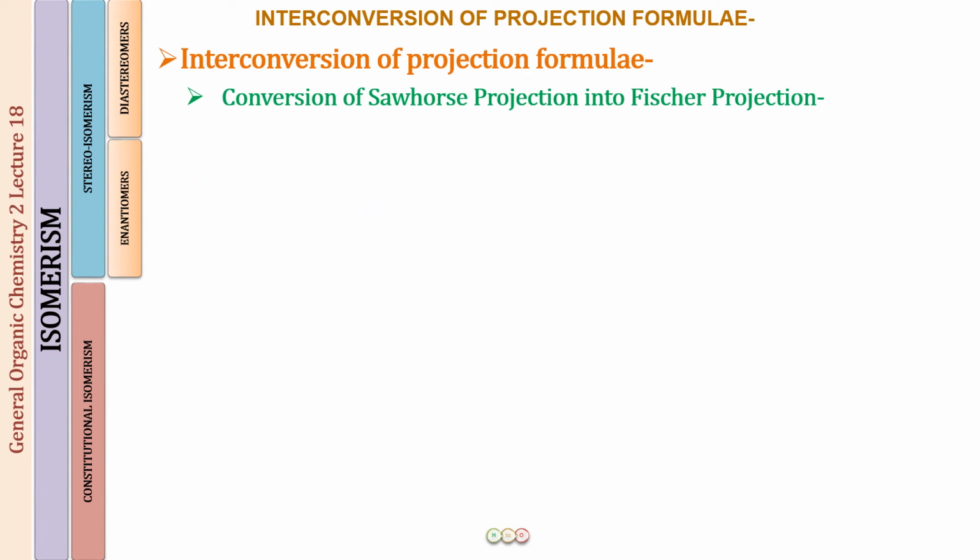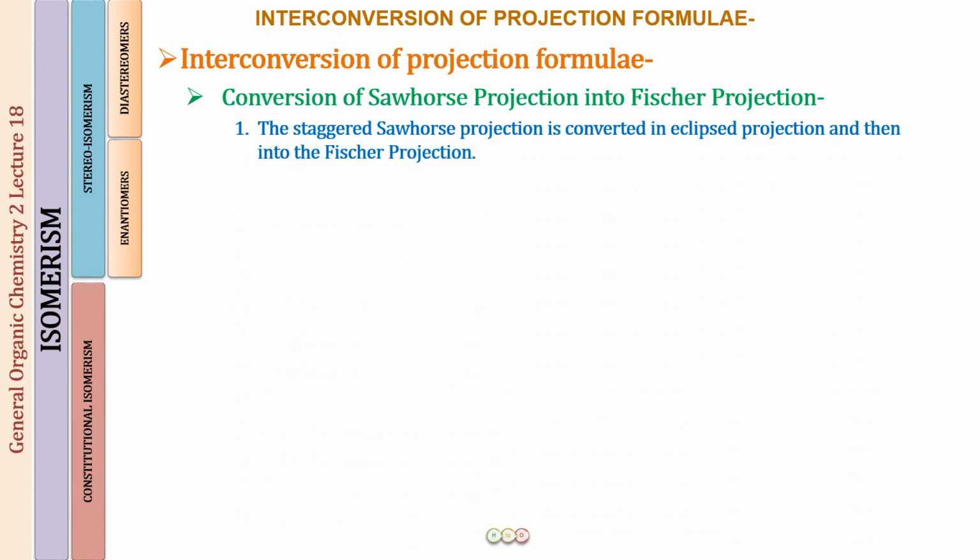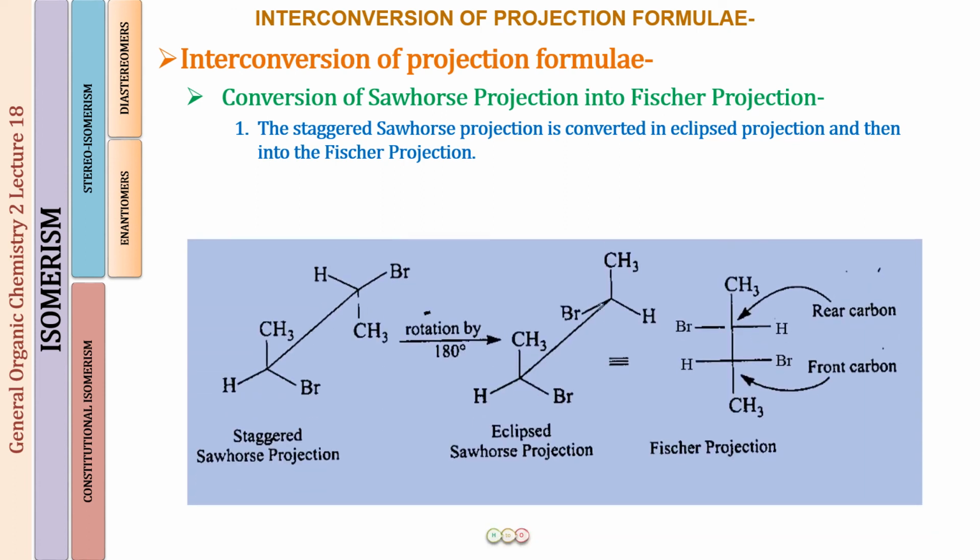So next, let us do the opposite way around, convert a sawhorse projection into a Fisher projection. So that should be easy for you people. The only thing that you have to remember is that the staggered sawhorse projection is what you will generally be having. So you will convert it first of all into the eclipse projection and then into the Fisher projection.